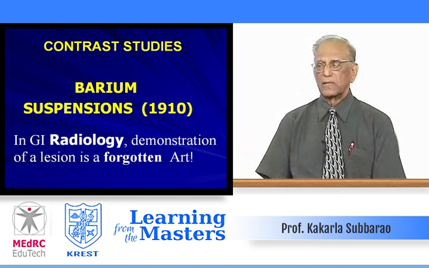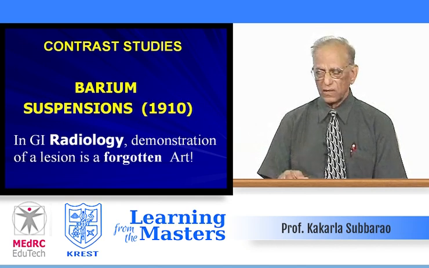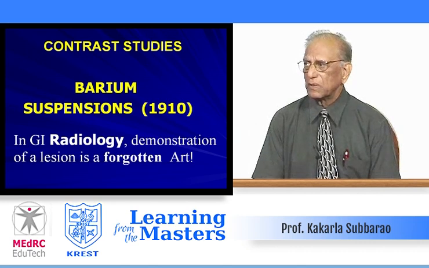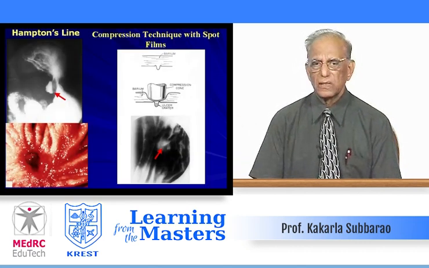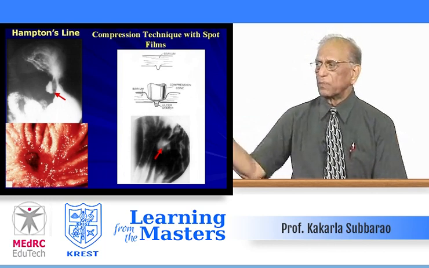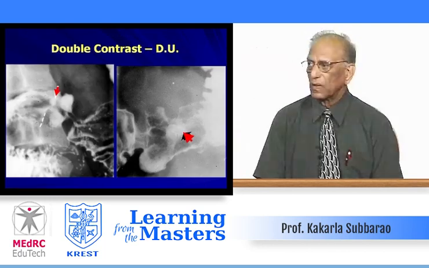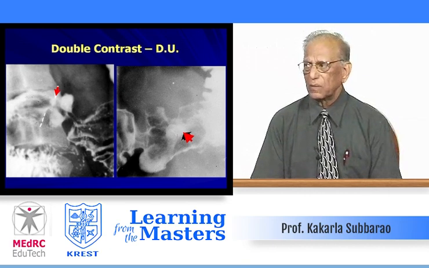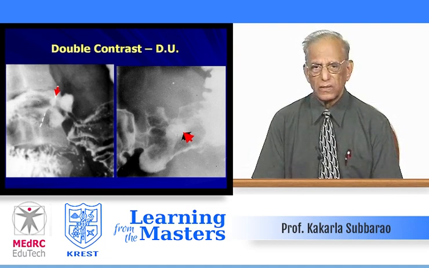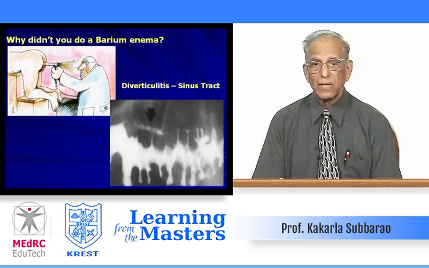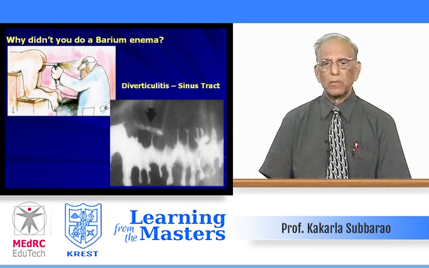Barium suspensions in 1910 in GI radiology, demonstration of a lesion is a knot, but is forgotten. Today we don't spend much time with barium meals, etc. Gastric ulcer with Hampton's line, protrusion of the niche outside, and compression techniques with spot films. Double contrast media, even today sometimes we use double contrast, air and barium to study the ulcers both in the stomach and the duodenum. And then endoscopy has come and stolen most of our barium series.